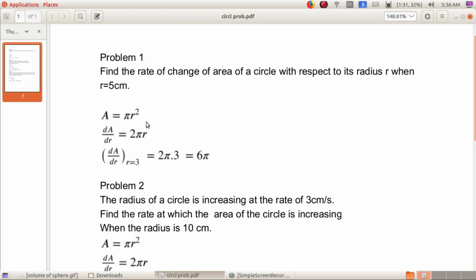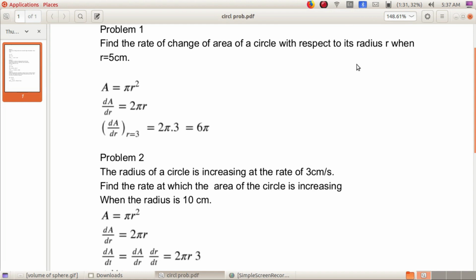When r equal to 5 centimeter, we put r equal to 5, so 2 pi into 5, which is 10 pi. When r is 3, dA by dr is 2 pi into 3, which is equal to 6 pi. When r is 4 centimeter, dA by dr is 2 pi into 4, which is 8 pi. Now the unit of area is square centimeter and radius is centimeter, so the unit of dA by dr is square centimeter per centimeter.